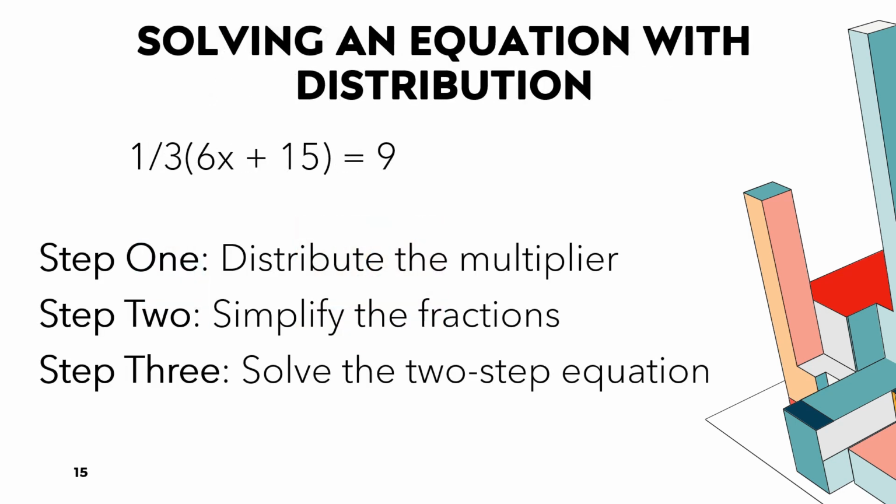Don't be fooled by the fraction. This problem works just like the ones before. First, distribute the number outside the parentheses to each term inside. Then, simplify the fractions and solve the two-step equation. It's really not that bad once you get the hang of it.